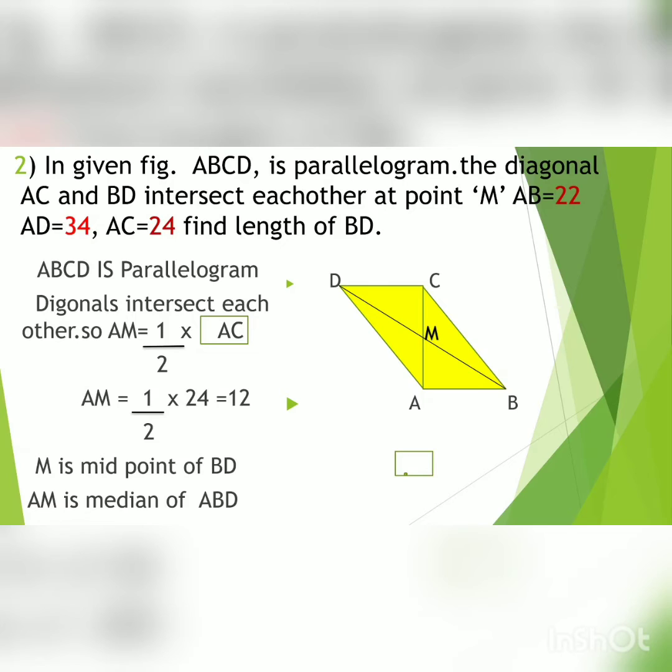So diagonal AC and diagonal BD are both bisected at point M. Means BM is equal to DM, AM is equal to CM. So it is given that the diagonals intersect each other, so AM is equal to 1/2 into AC.